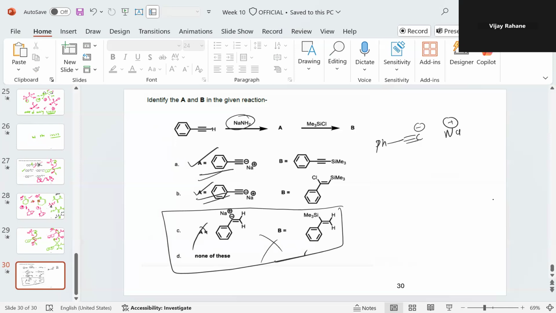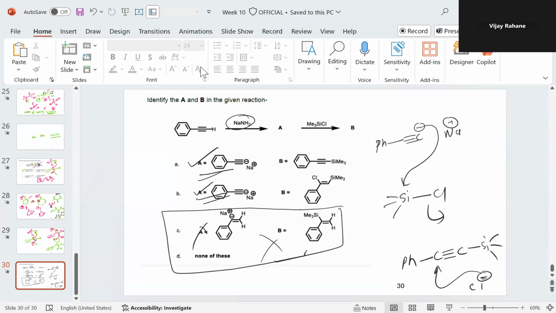Now we have the silyl chloride: Si, methyl, and the Cl bond here. So now obviously C negative attacks on this position and Cl will be eliminated. The product will be Ph–C triple bond–SiMe3. Now we have Cl negative in the reaction. Is it possible for the Cl negative to attack? That we need to see.